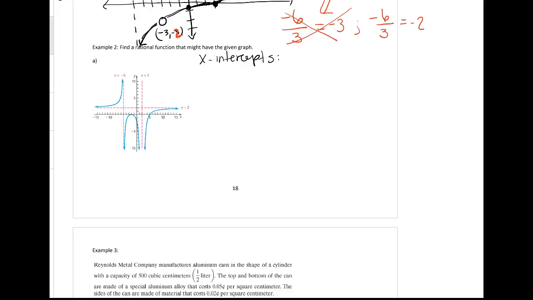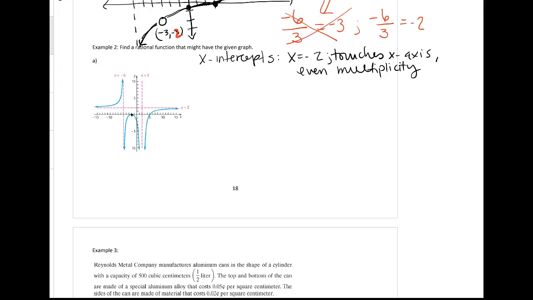Do we have any? If we do, where are they at? The first x-intercept I can see is this location right here. Can you see it? It looks like it's about x equals -2. It touches, and they tell me it touches the x-axis. If it touches the x-axis, it has an even multiplicity. And yes, you still need to know this concept.